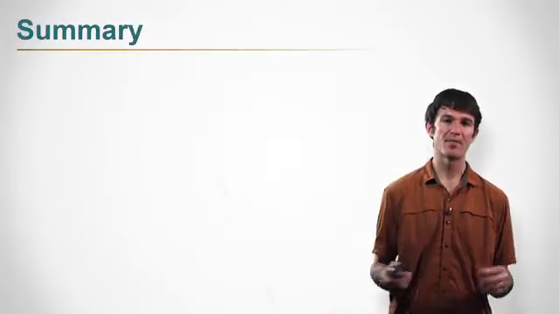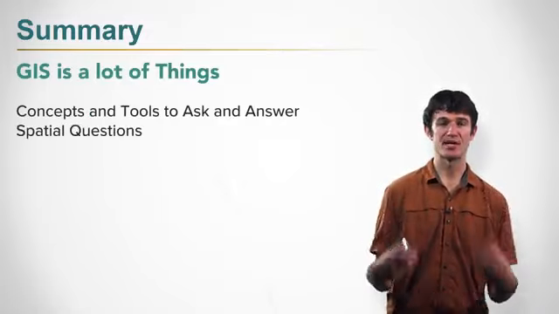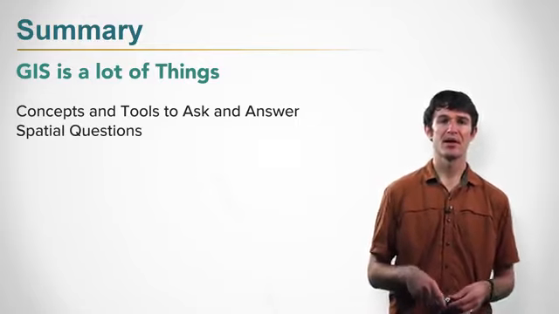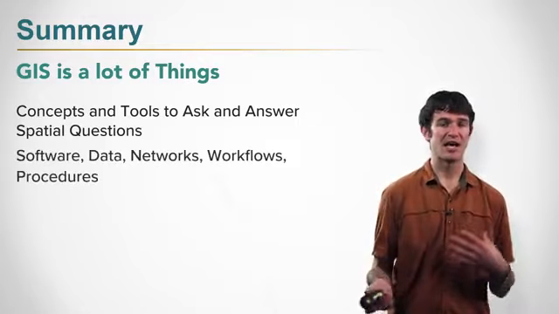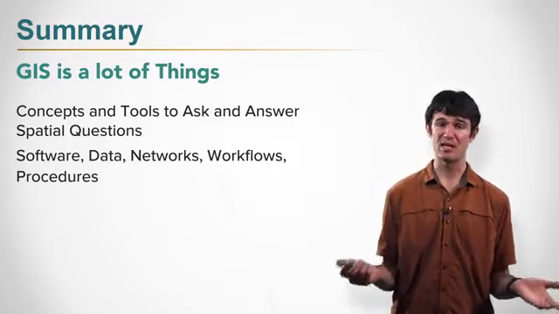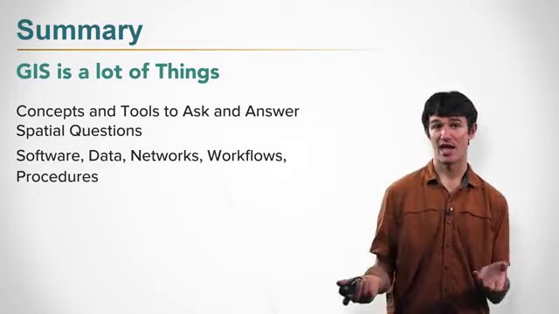So to wrap it all up, GIS is a lot of things. It can be really anything you want relating to spatial information and spatial questions and software that helps us understand that. And it can be composed of a lot of things too. It doesn't always have to have all of these, but software, data, networks, workflows, procedures, people, those are all major components of what makes GIS GIS.